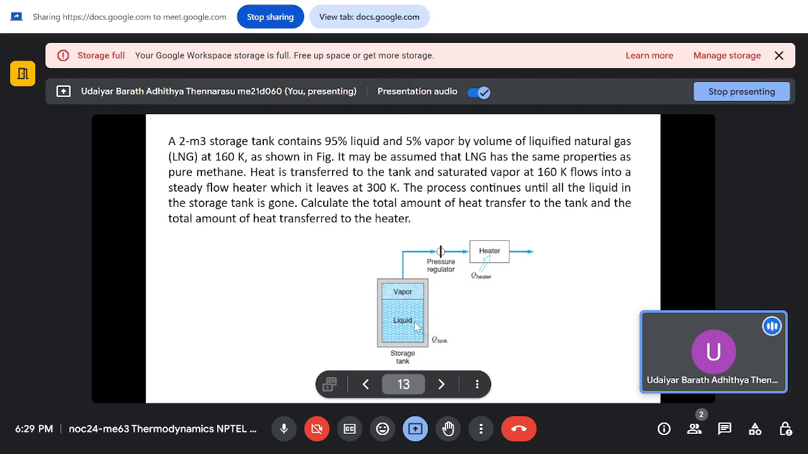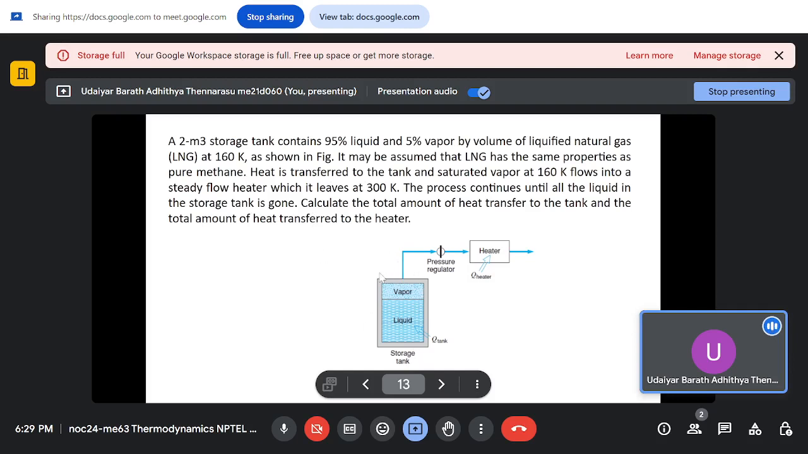heat is transferred to the tank and saturated vapor at 160 Kelvin flows into a steady flow heater which leaves at 300 Kelvin. The process continues until all the liquid in the storage tank is gone. Calculate the total amount of heat transferred to the tank and the total amount of heat transferred to the heater.